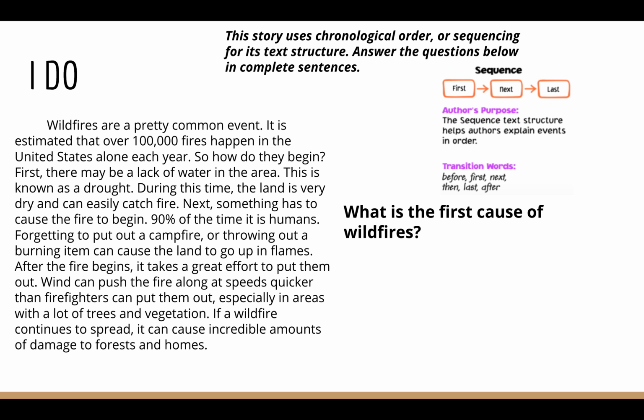So this story uses chronological order or sequencing for its text structure. Answer the questions below in complete sentences. So I'm going to read the story first, and then we'll start examining the questions a little closer.